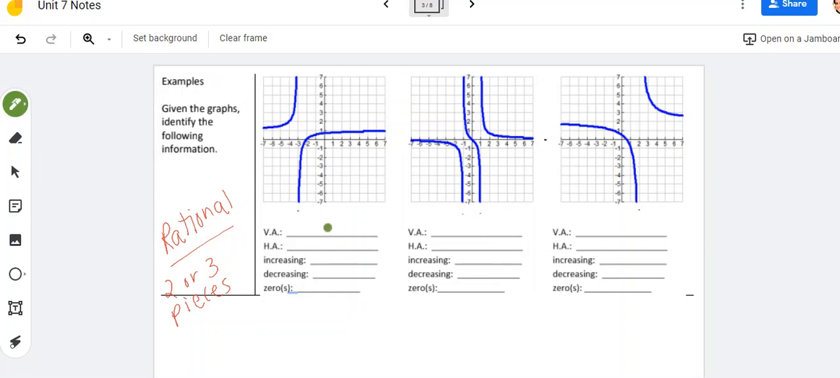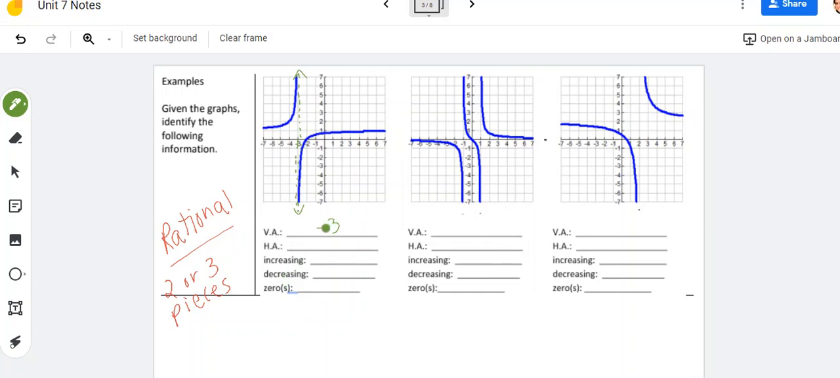All right, so we can find these pieces here by using these graphs. Our VA stands for vertical asymptote. So we're looking at any of those lines the graph is not touching. It's just very close to. So in this first one, we see that this line here at -3 appears to be a vertical asymptote.